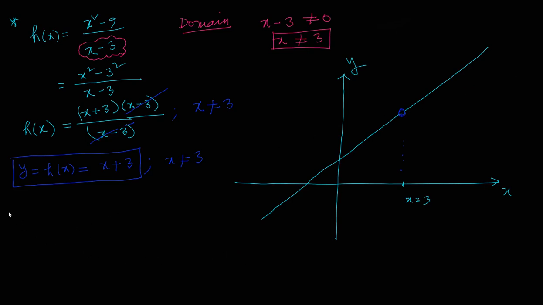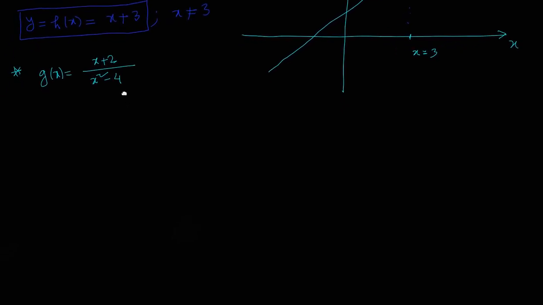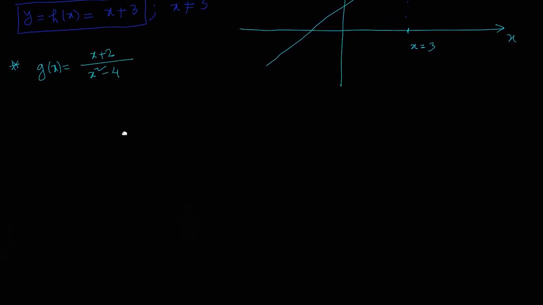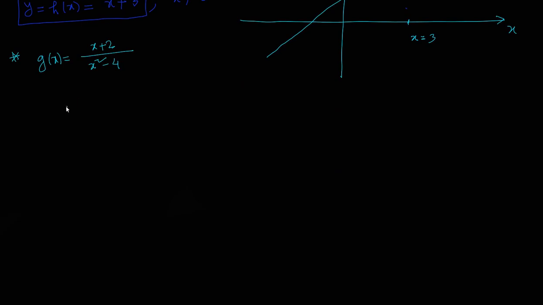Right, so let's say I have another function, g(x) equals (x plus 2) over (x square minus 4). All right, so let's try to find out. So first of all I want to find out my domain. Okay, so that is basically very important.